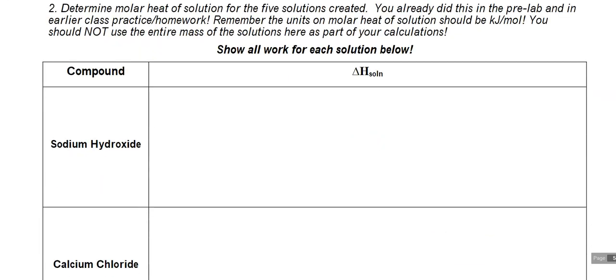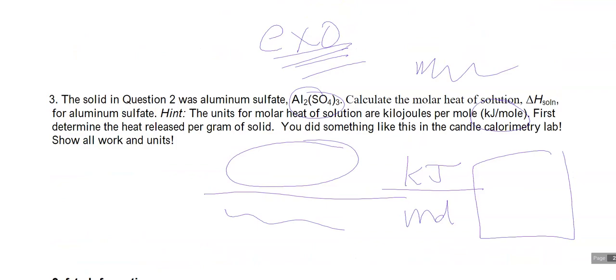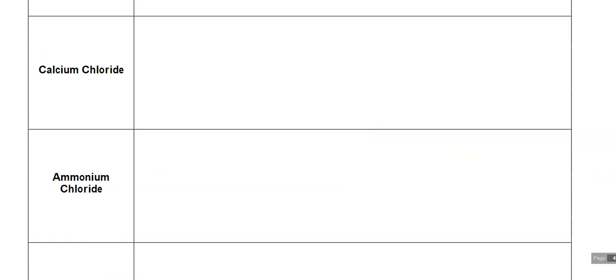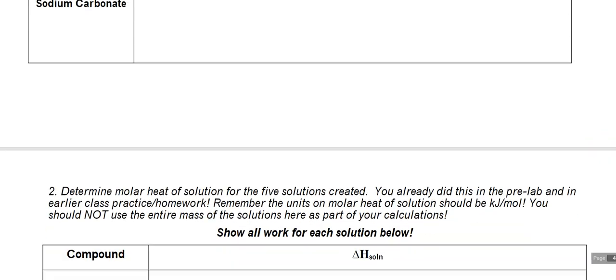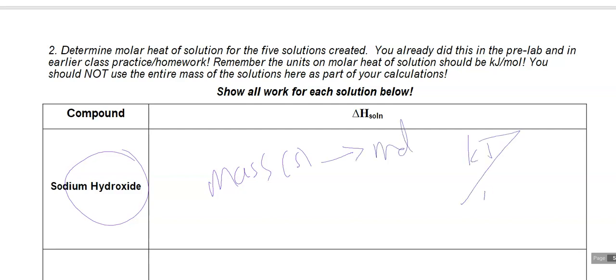Number 2, determine the molar heat of solution for the 5 solutions. We did it in the pre-lab. That's why I went over this and talked about it with you up here. All right, so we want to find it in kilojoules per mole. So what you'll need to do is, you'll have your kilojoules from here in part 1, and you're going to need to find out what your moles is. So you're going to need to use the mass of just the compound. It tells you right here, mass of the solid, right? Convert that into moles and figure out your kilojoules per mole here.